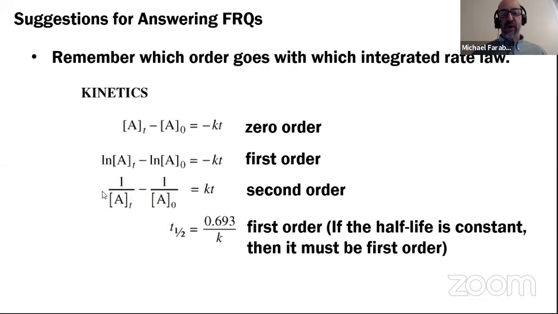Remember which order goes with which integrated rate law. So we have 0, first, and second, and that the half-life equation is for first order. If the half-life is constant, then it must be first order, and vice versa. If it's first order, then the half-life must be constant.